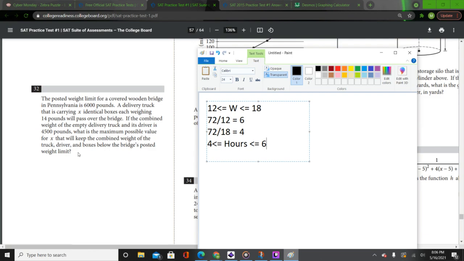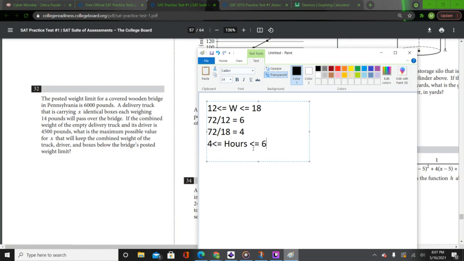The posted weight limit for a covered wooden bridge in Pennsylvania is 6,000 pounds. A delivery truck that is carrying X identical boxes, each weighing 14 pounds, will pass over the bridge. If the combined weight of the empty delivery truck and its driver is 4,500 pounds, what is the maximum possible value for X that will keep the combined weight of the truck below?